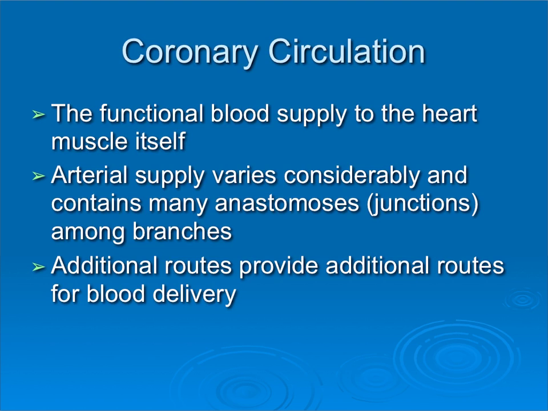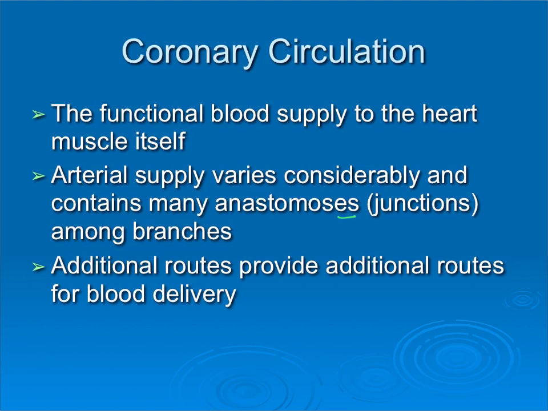Okay, so we talked about the general vessels, the large vessels that bring blood to and from the heart, but we need to talk about the vessels that supply the heart muscle itself, the myocardium. That's what we refer to as the coronary circulation. So you have arteries of the coronary circulation. These will have many branches, or what we call junctions. The technical term for that is an anastomosis.